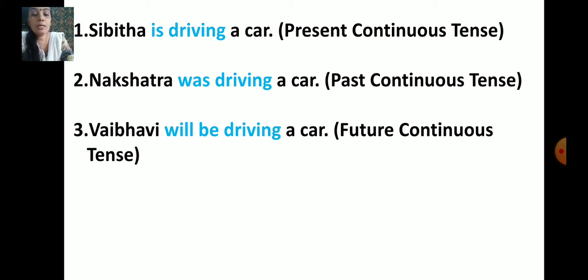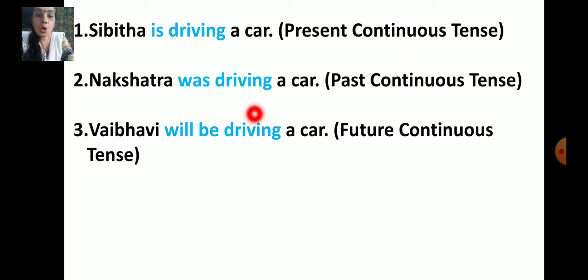So the verb is indicates the present tense. And continuous tense, it is very easy to remember, is an ing word. So Sibitha is driving a car, that is she is still driving the car. So it indicates the present continuous tense.